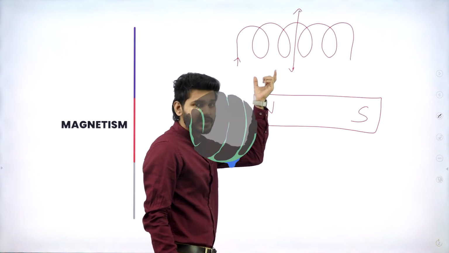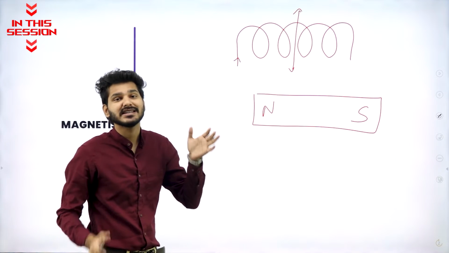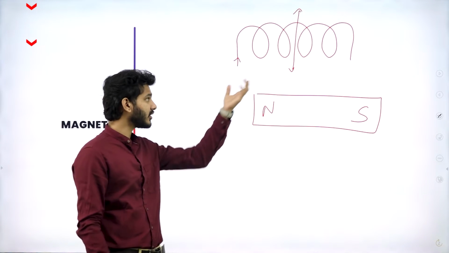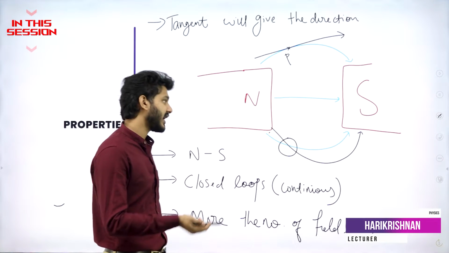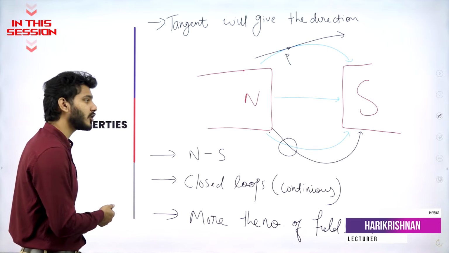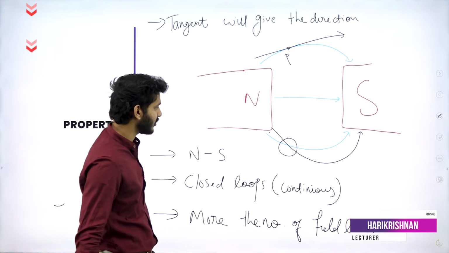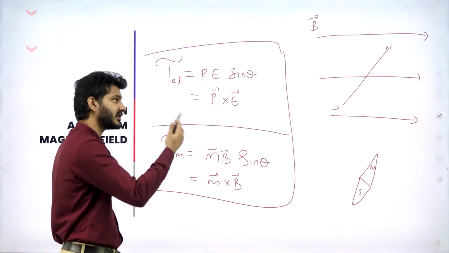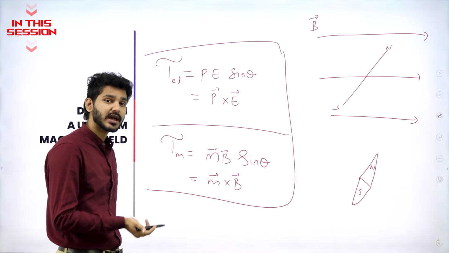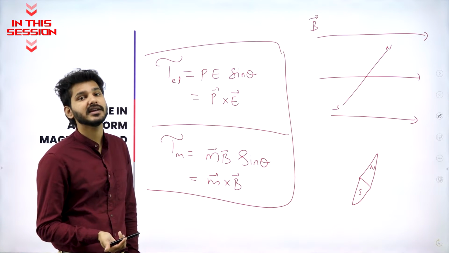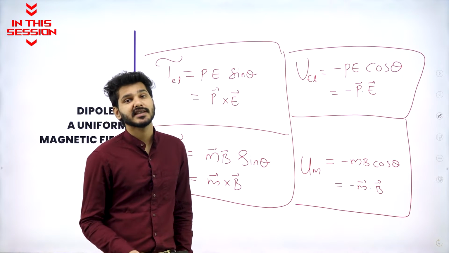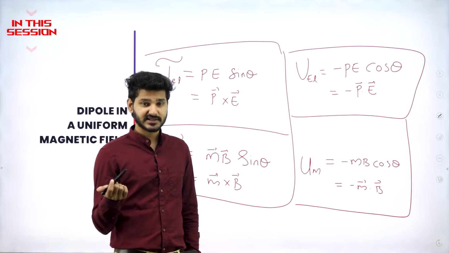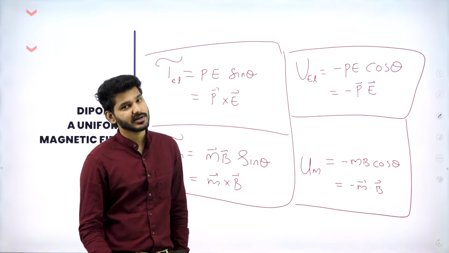When I cut this particular solenoid, the length factor is decreased and the number of turns is also decreased. A magnet will always have north and south poles, and the magnetic field lines will start from the north pole and end in the south pole. The electrical dipole kept in an electrical field, and we found out that U is equal to minus PE cos theta. So for the electrical field, we did a special case, that is when theta was equal to 0 degrees, 90 degrees and 180 degrees.